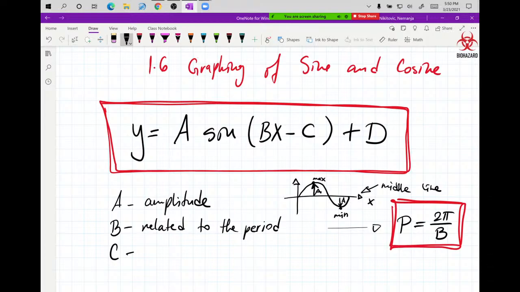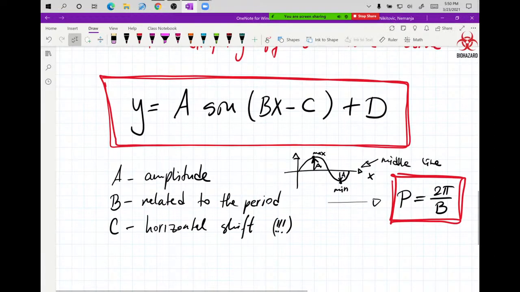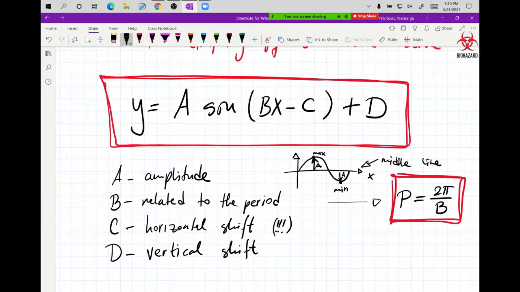C is the horizontal shift. Now you have to be careful. And then D is the vertical shift. You do not need to be careful here. It's just everything goes 2 units up, everything goes 3 units down. So that one stays completely unchanged from what you learned in 1.6.